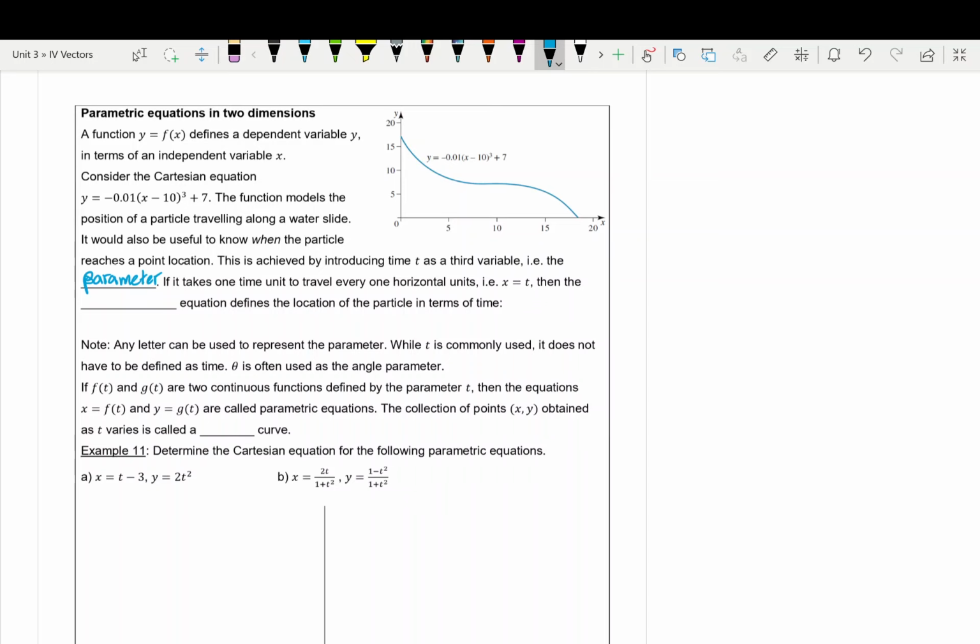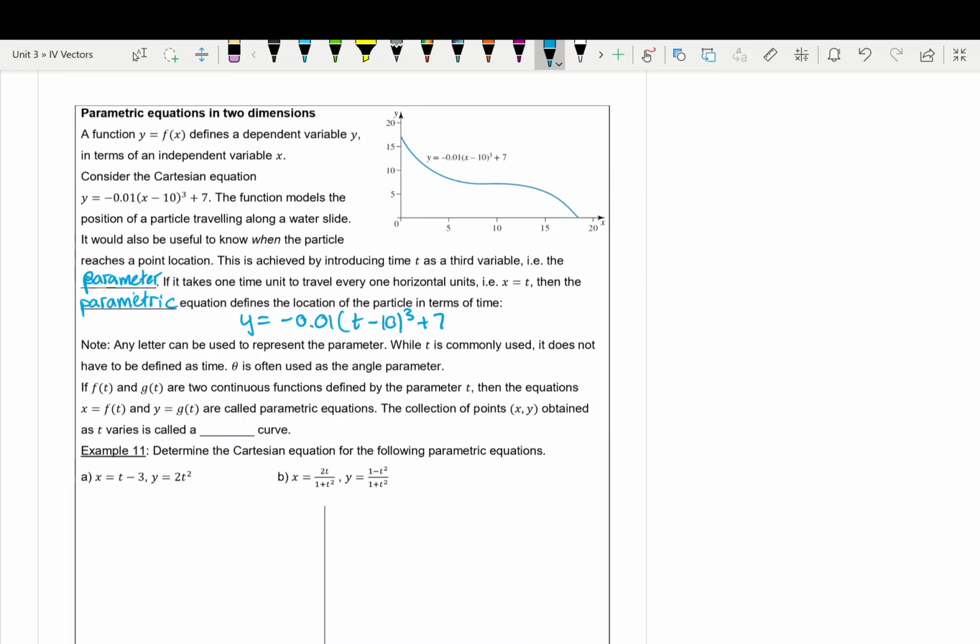If it takes one time unit to travel every one horizontal unit, i.e. x equals t, then the parametric equation defines the location of the particle in terms of time, which would be y equals negative 0.01 t to the power of 3 plus 7. Not sure where my minus went there.